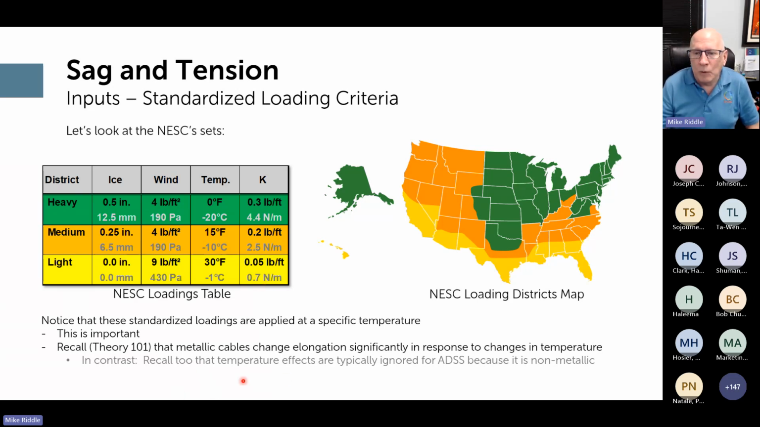And mention too that while temperature is significant for metallic cables, it's actually ignored for ADSS because of the difference in how ADSS responds to temperature changes, which really amounts to it doesn't. So that's why it's neglected.